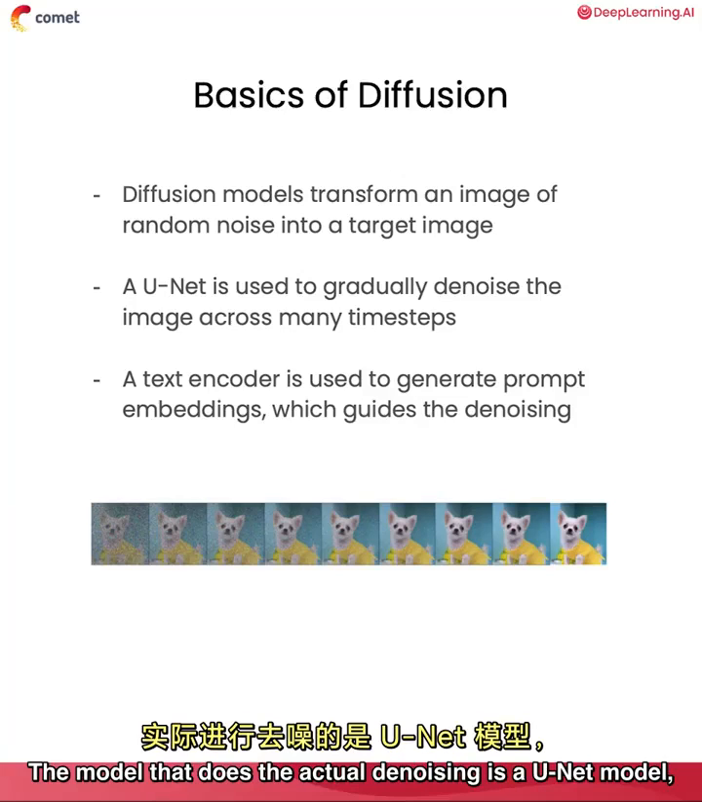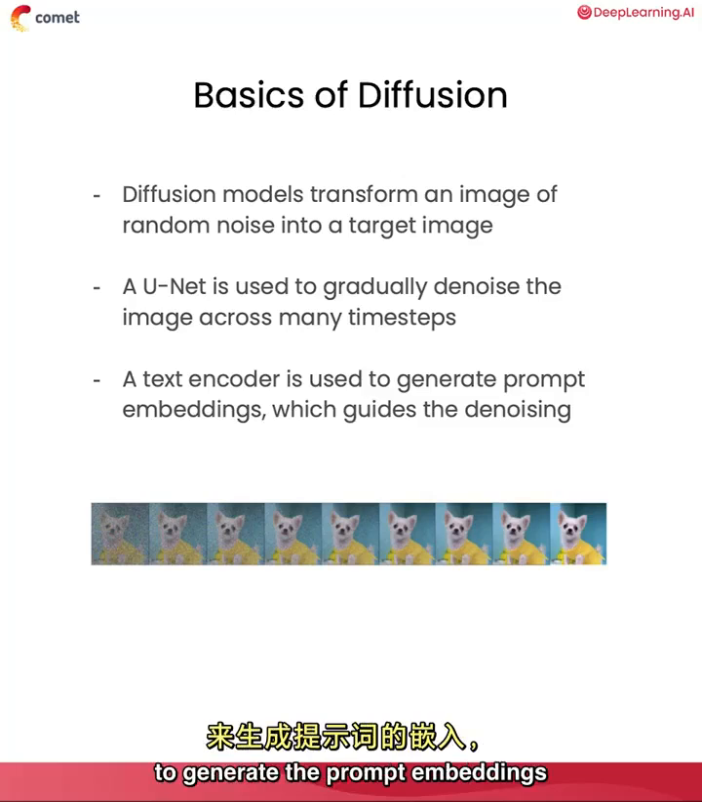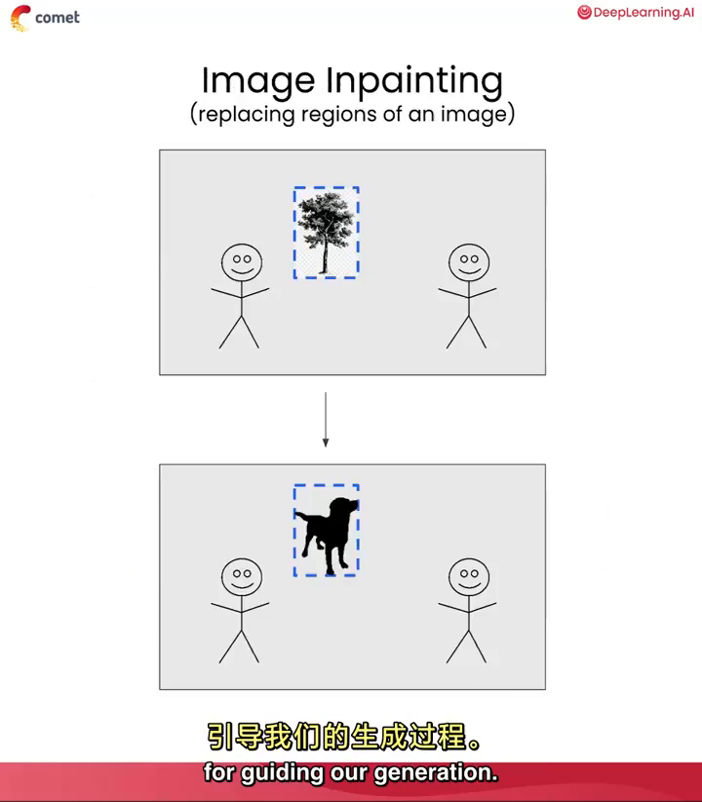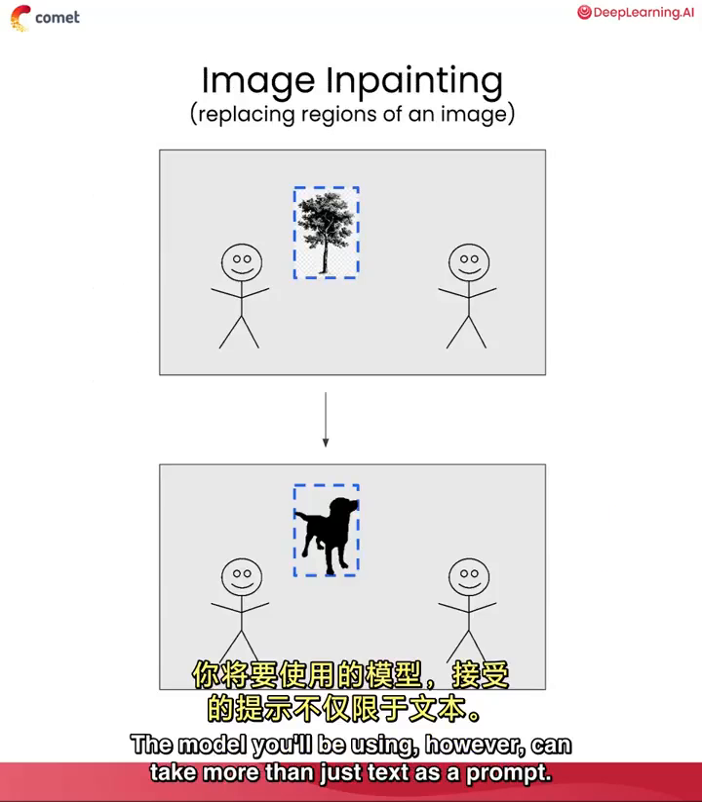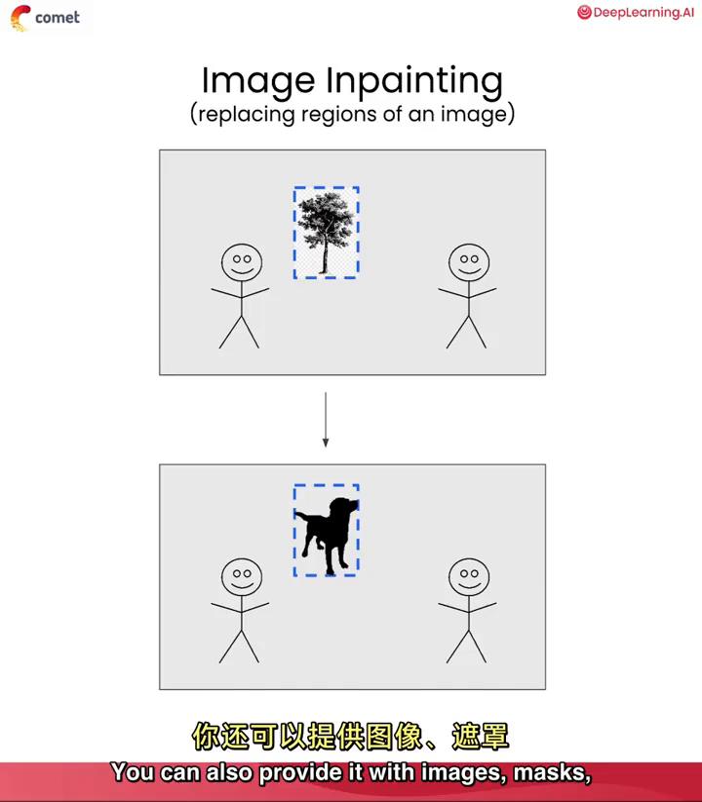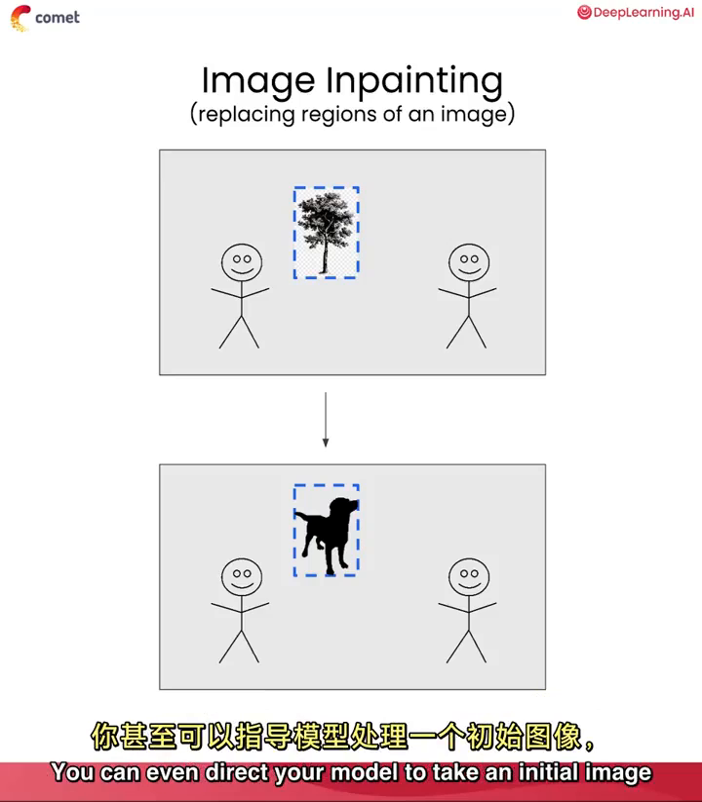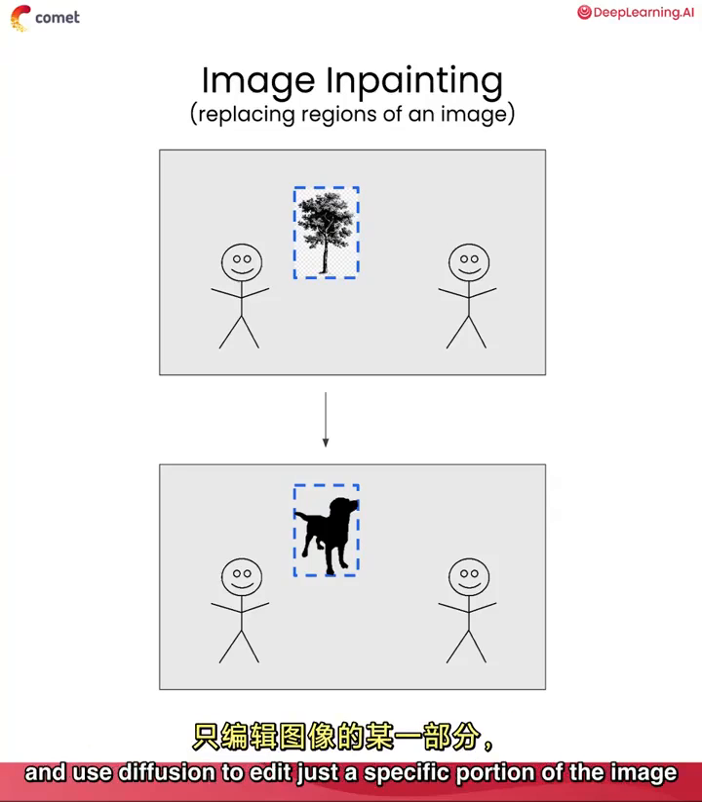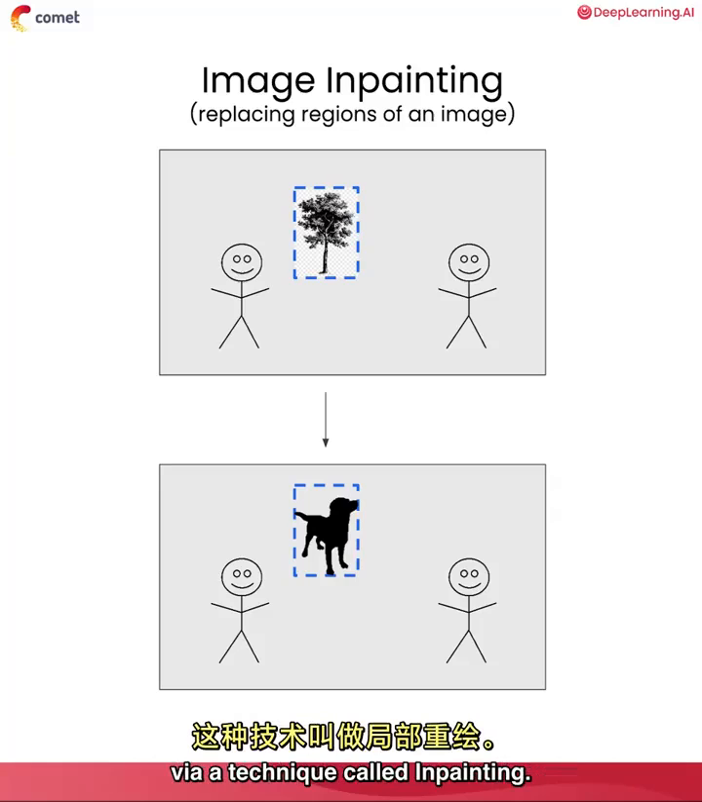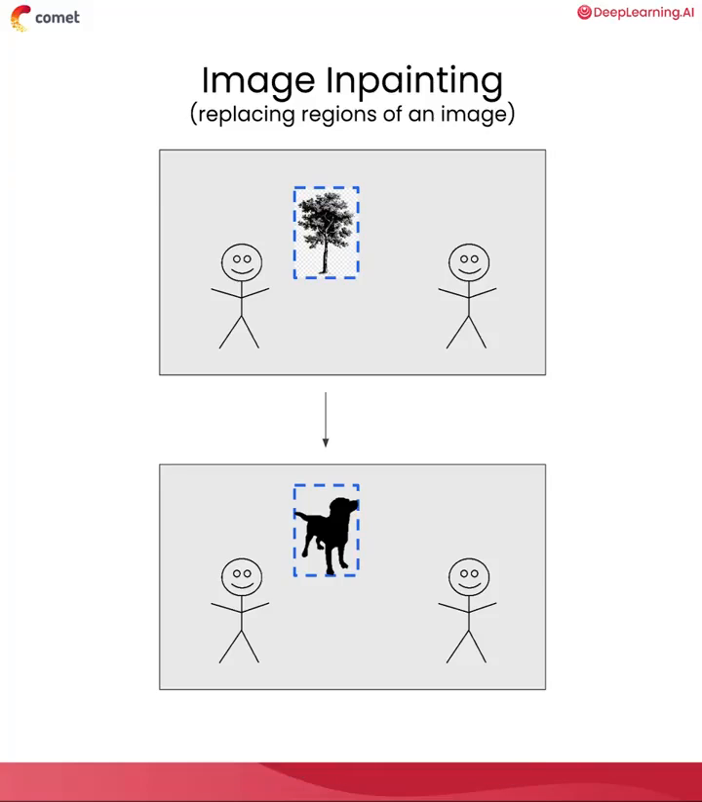The model that does the actual denoising is a UNet model, and we use a text encoder to generate the prompt embeddings for guiding our generation. The model you'll be using, however, can take more than just text as a prompt. You can also provide it with images, masks, and various hyperparameters to better control the diffusion process. You can even direct your model to take an initial image and use diffusion to edit just a specific portion of the image via a technique called inpainting. In this lesson, you're going to learn to do exactly that. Let's dive into the first exercise.